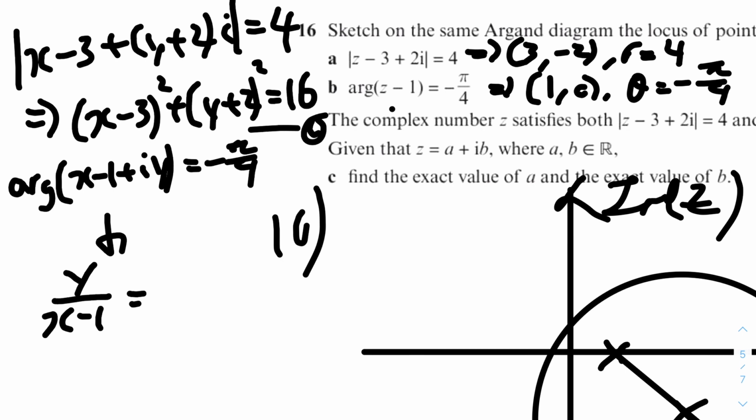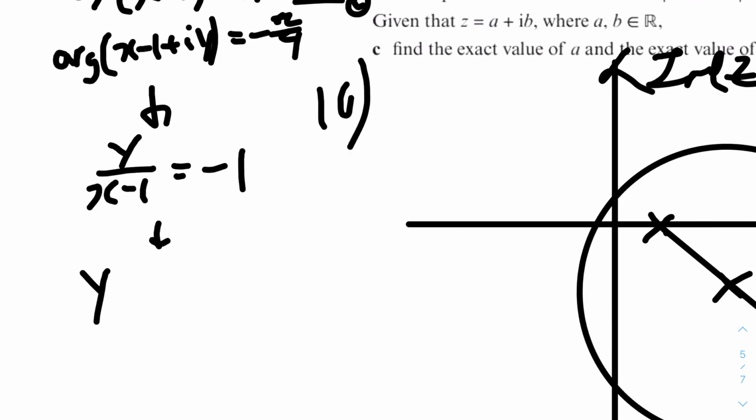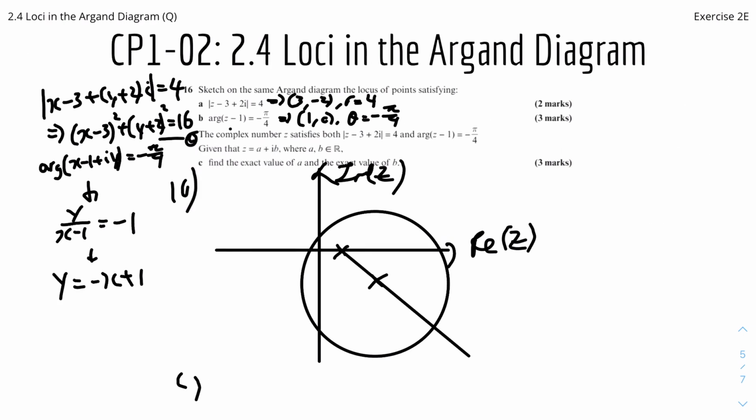And if you don't know how to solve these kinds of equations, you can check out my previous videos on modulus and argument forms and modulus and arguments. So this will be minus 1, and therefore the equation is basically y equals minus x plus 1, right? So we have two equations here. Let me just write it here. We have this circle equation and we have this line equation. So we have to solve them simultaneously by doing substitution.